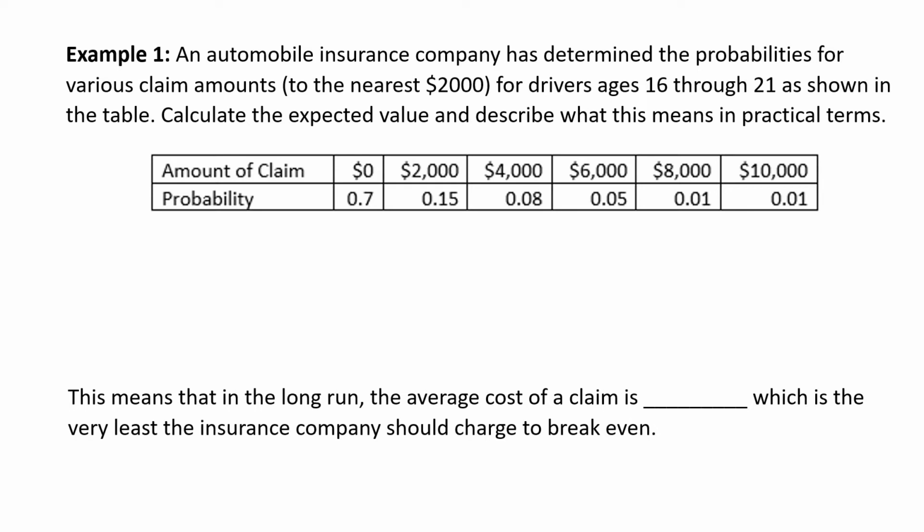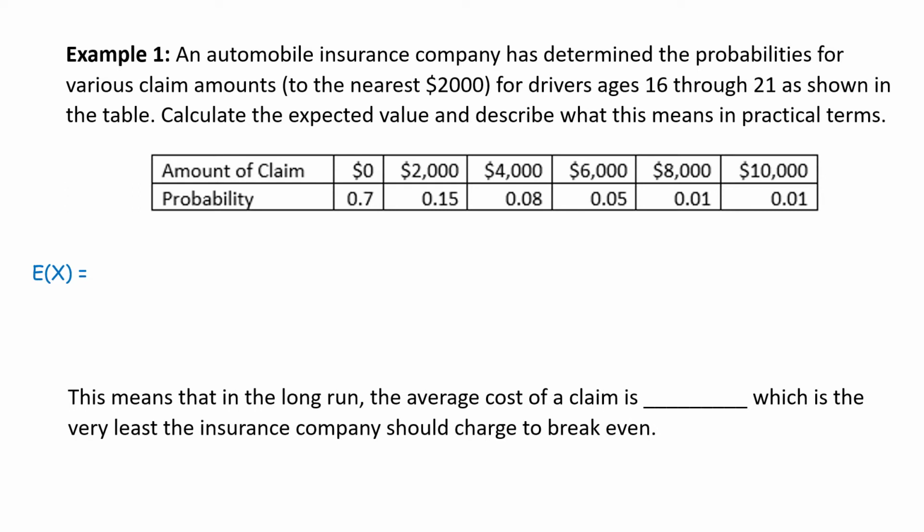For a $2,000 claim, the probability of that is 0.15. For a $4,000 claim, the probability is 0.08. For a $6,000 claim, its probability is 0.05. And for both an $8,000 claim and a $10,000 claim, the probabilities of each of those is 0.01. Let's compute the expected value.